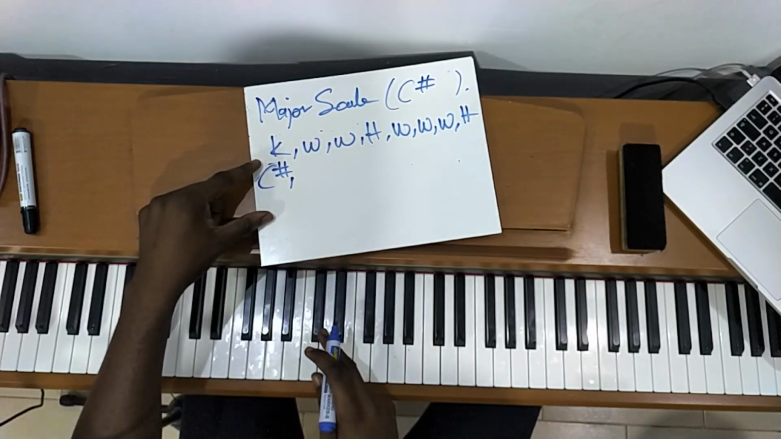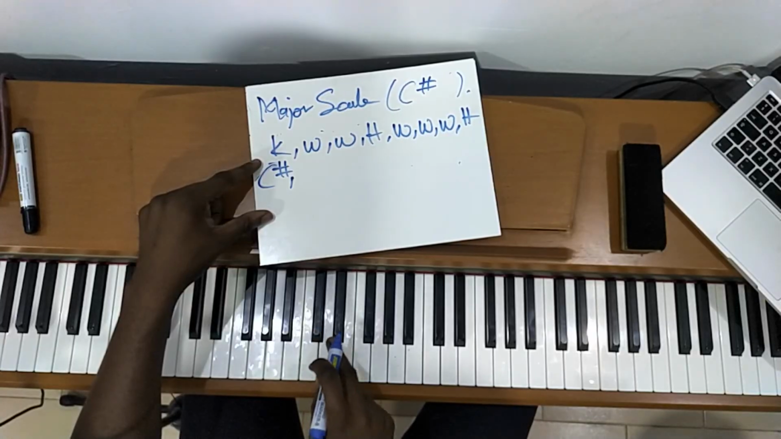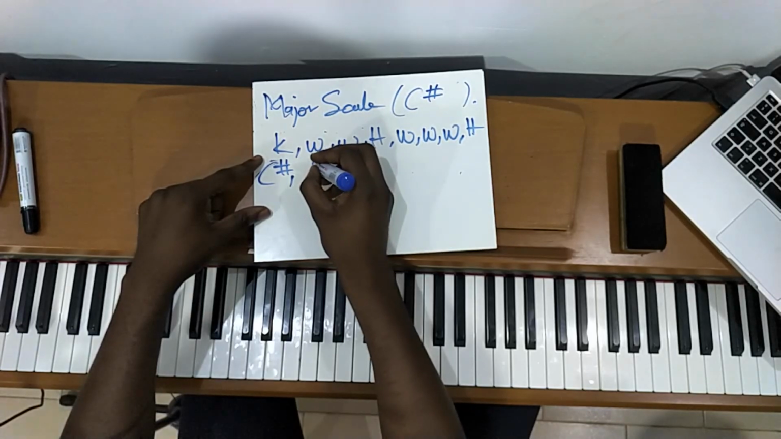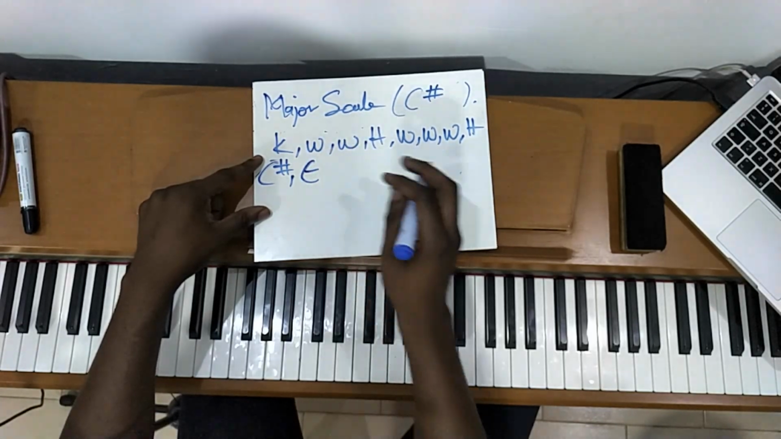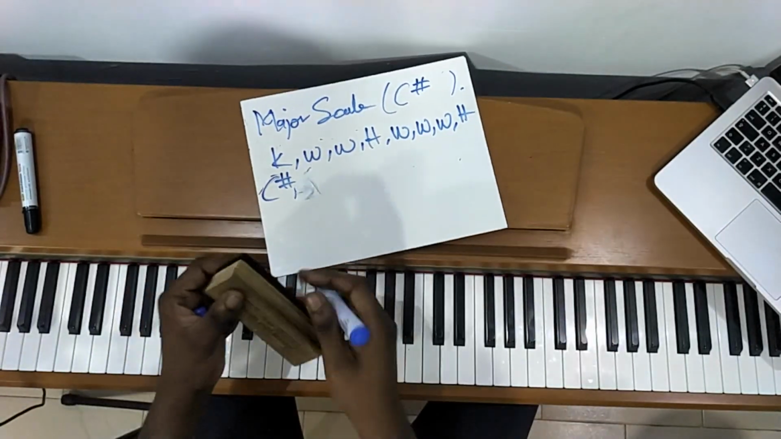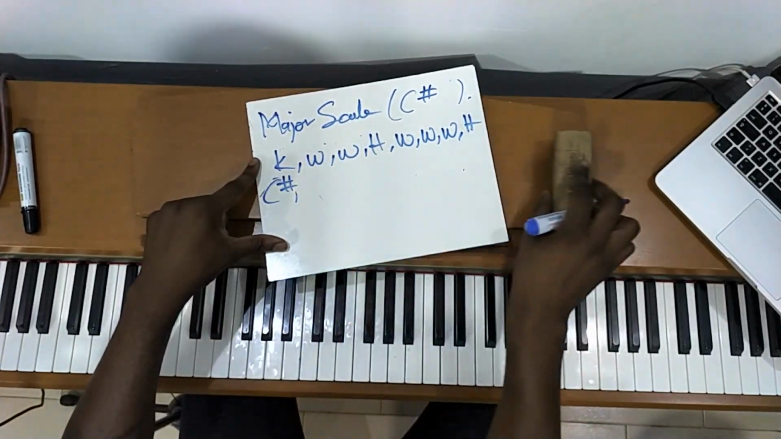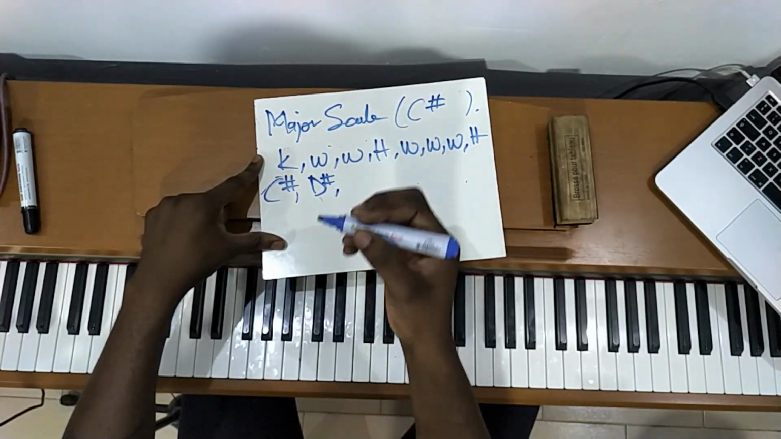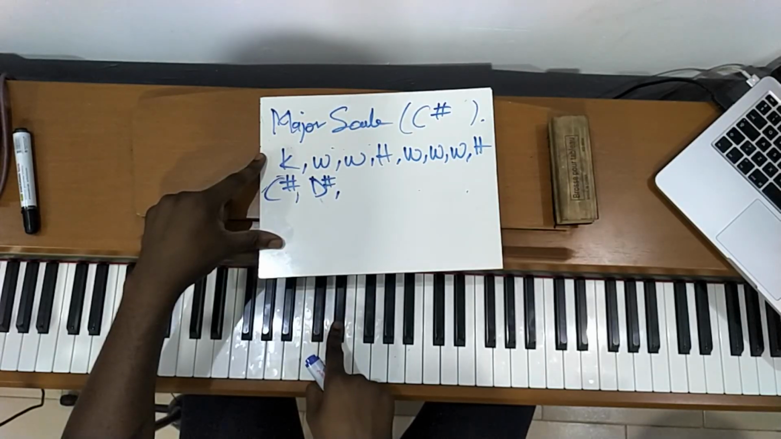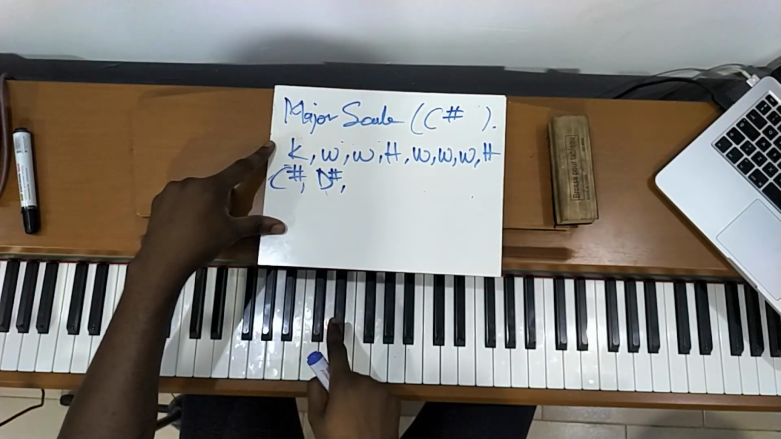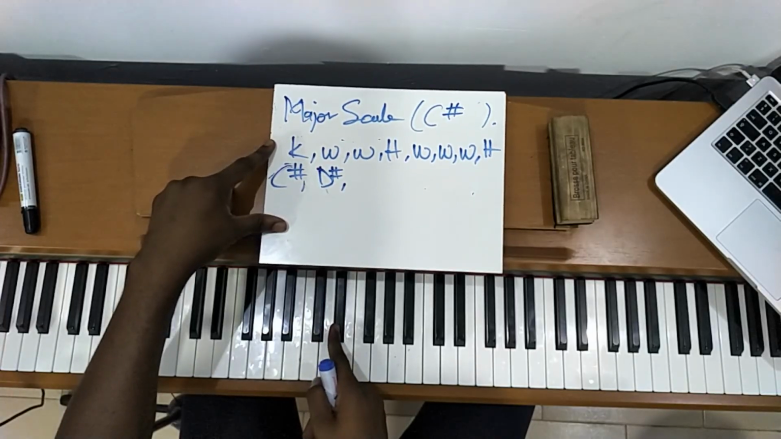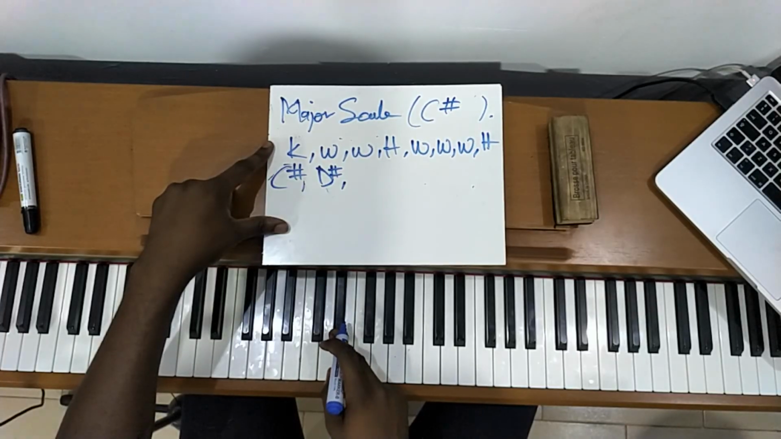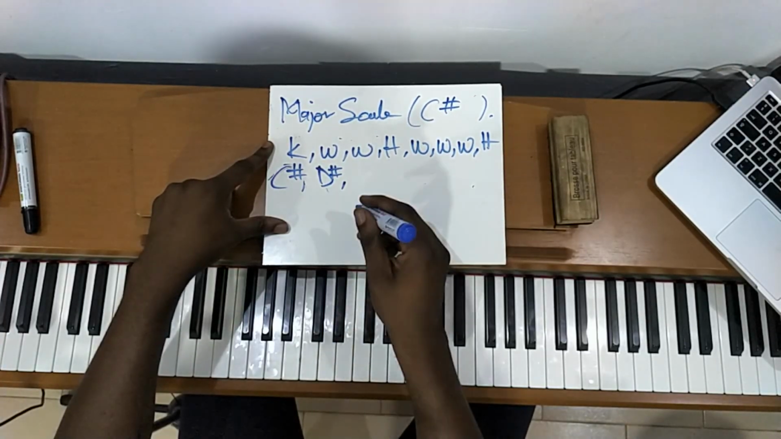Then we move what? A whole step. So from this C sharp, a whole step will be half plus half. So a whole step is what? E flat or D sharp. Let me write D sharp for the sake of this class. Because we are doing key, whole step, half plus half, that will be a whole step. So that will be D sharp. Then you move another whole step. So it will be half plus half again. So that's F.